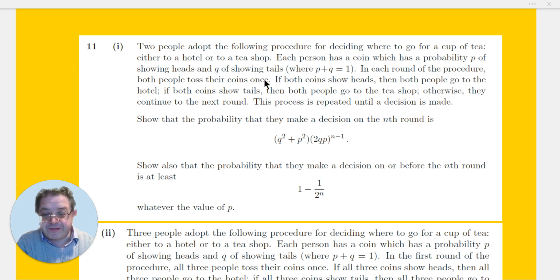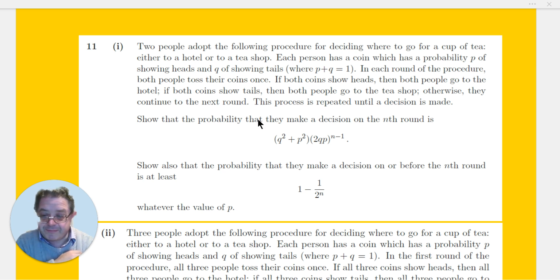There are different rounds of this procedure. They both toss their coins once. If both show heads, they go to the hotel. If both show tails, then they both go to the tea shop. Otherwise, they continue for the next round, and this is repeated until the decision is made. You may recognise this as a geometric distribution question, but even if you don't, there's not much probability in this question.